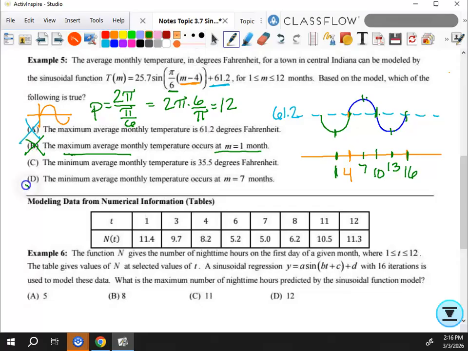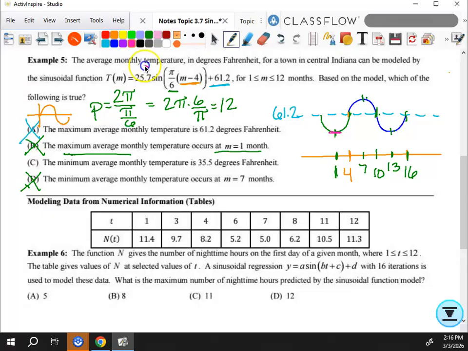Yes, if you look at D, minimum average monthly temperature is at 7. That's a maximum, so I don't like D either. So we're hoping it's C, but we should always check because, again, have you ever marked out all 4 of them? I know I have, and then I go back, oh, better go look at something. This says the minimum average monthly temperature is at 35.5. Does that seem reasonable? Does seem reasonable. How could I know for sure that that's it?